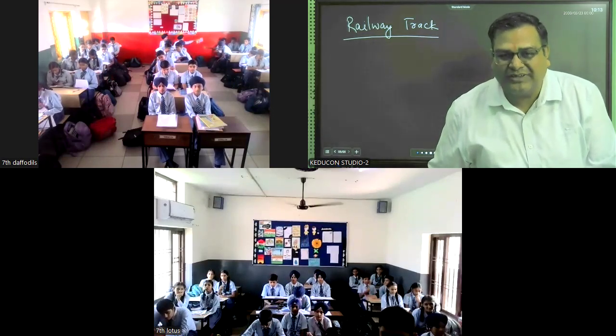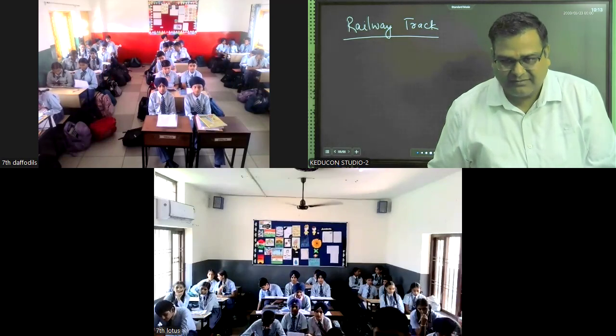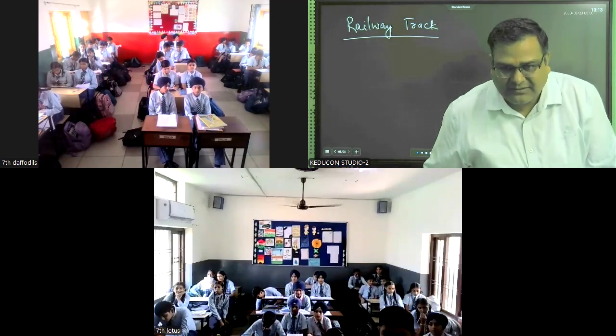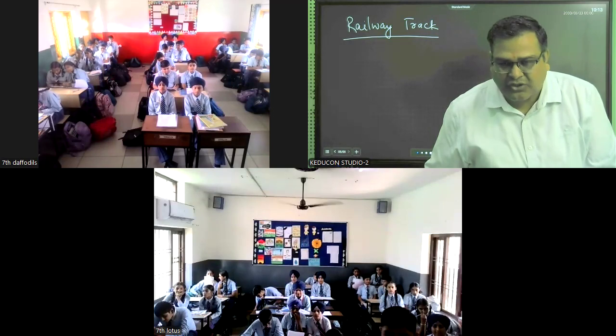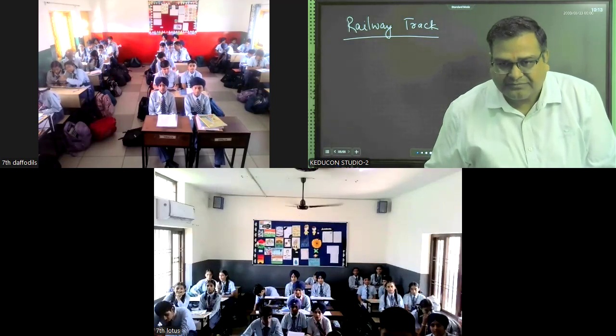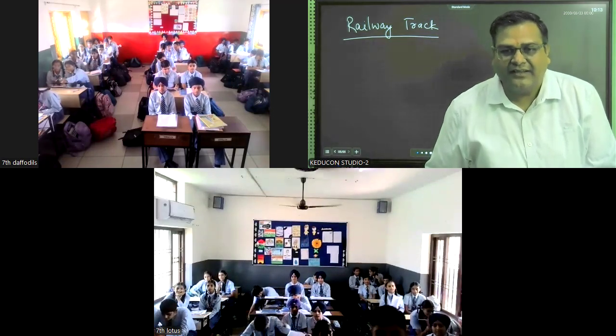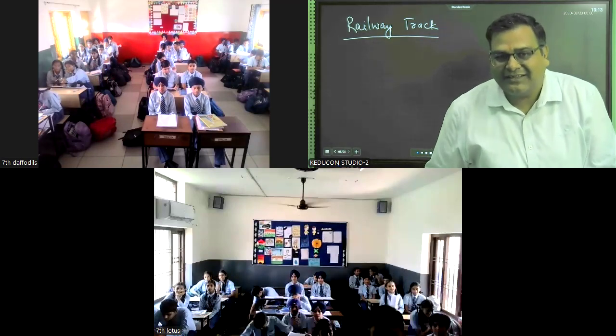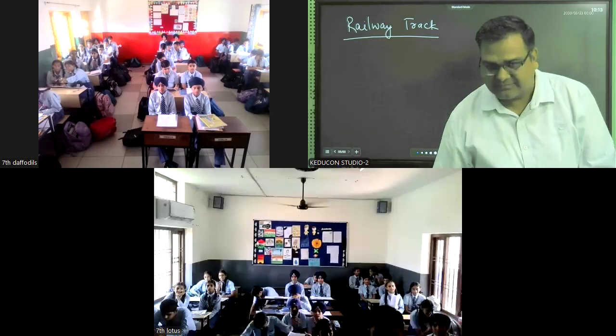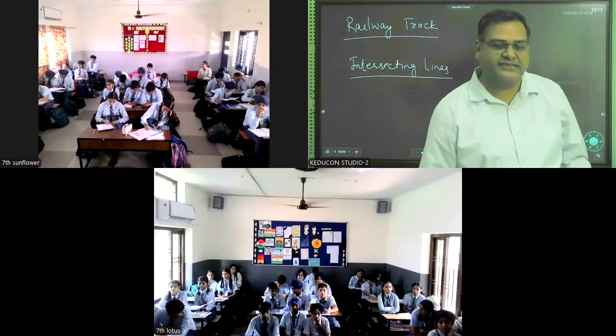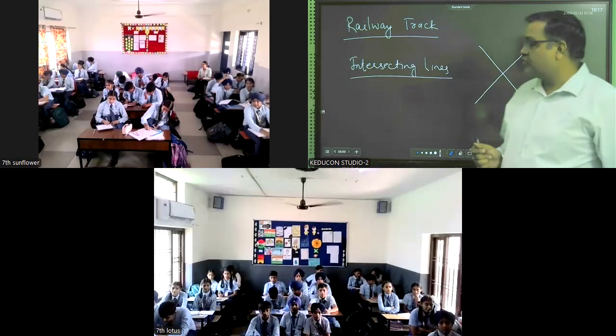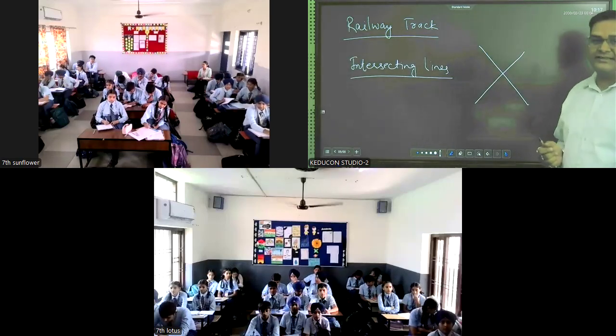Legs of the table, are they parallel? Walls of the room in which you are sitting, are they parallel? Yes or no? The windows you can see, the window panes you can see, are they parallel?